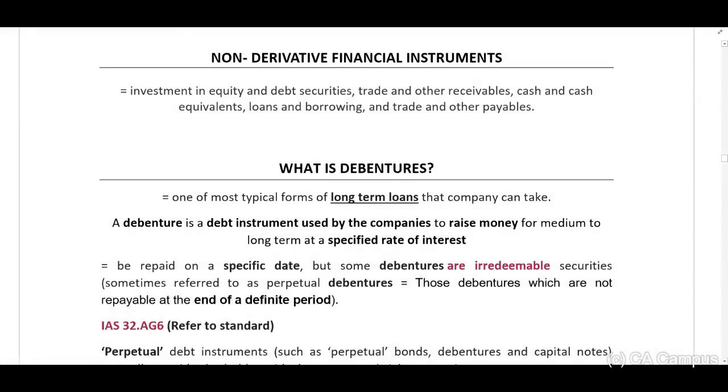What is a non-derivative? This is an investment in equity and debt securities, trade and other receivables, cash and cash equivalents, loans and borrowings, and trade and other payables. Now guys, do you identify that our financial instruments can be classified into derivative financial instruments and non-derivative financial instruments? And this will be our normal financial instruments, trade receivables, cash and cash equivalents.